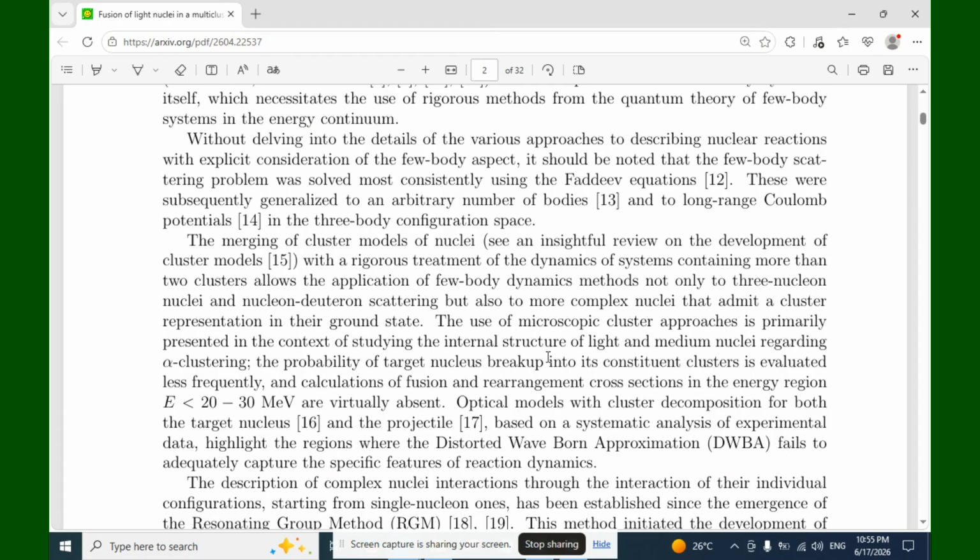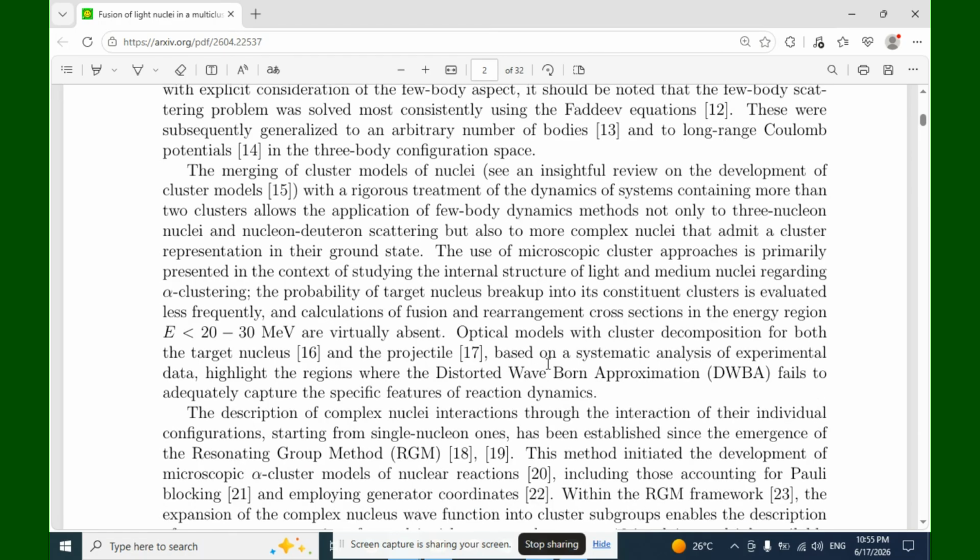The merging of cluster models of nuclei. See an insightful review on the development of the cluster models. A rigorous treatment of the dynamics of systems containing more than two clusters allows the application of few-body dynamics methods not only to nucleon-nucleus scattering, but also to more complex nuclei that admit a cluster representation in their ground state. The use of the microscopic cluster approach is primarily presented in the context of studying the internal structure of light and medium nuclei regarding alpha clustering.